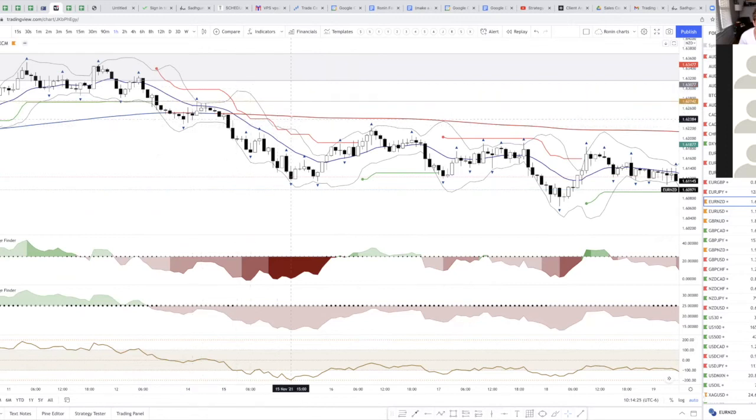Well, we're right in the middle of the SMA, so you maybe would have wanted to stay out of that one. Here, mixed signal, this would have been a great trade. You got another one ticked in here.